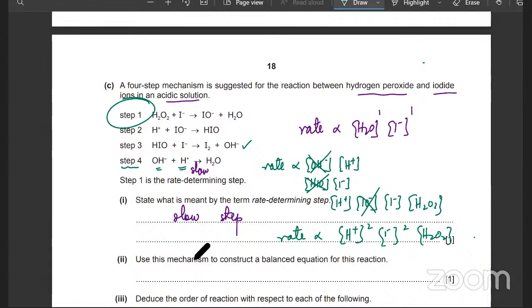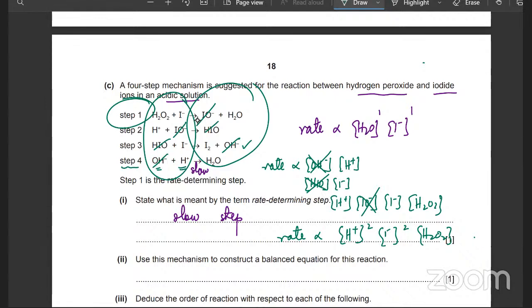The next one is: use this mechanism to construct a balanced equation for the reaction. Just ignore this part. This is the actual first step. The way you make a balanced equation is to add up all the reactants and add up all the products, because we need an overall equation. It's a lot of things. Start canceling things that are common on both sides, because they're going to get canceled out anyway. OH-1 gets canceled out.